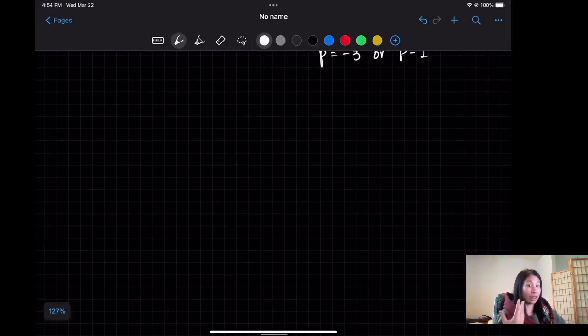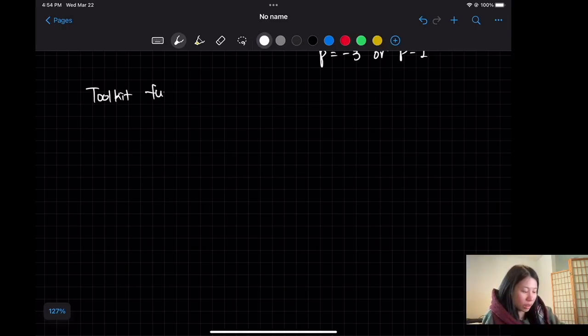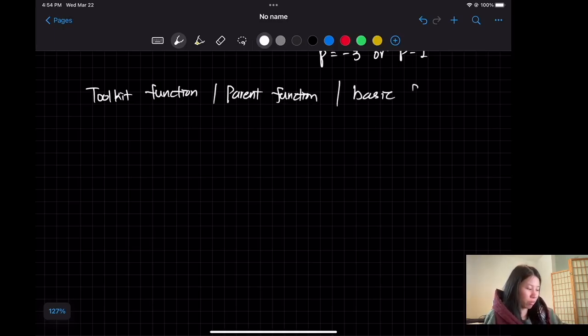Welcome back. In this chapter, we're going to talk about toolkit functions. Sometimes I will call them parent functions or basic functions. They are the same. So what are the toolkit functions?